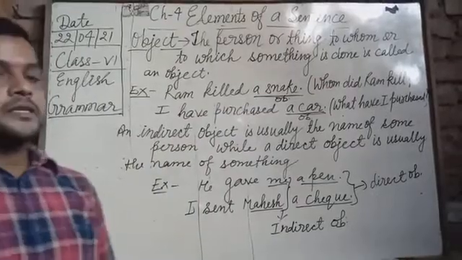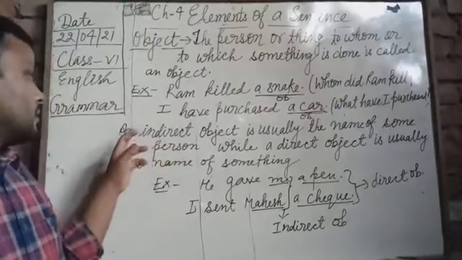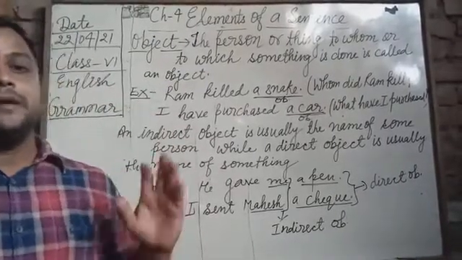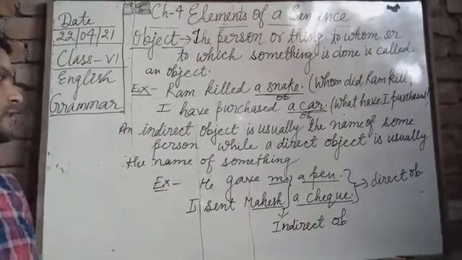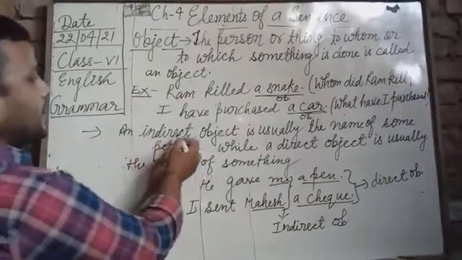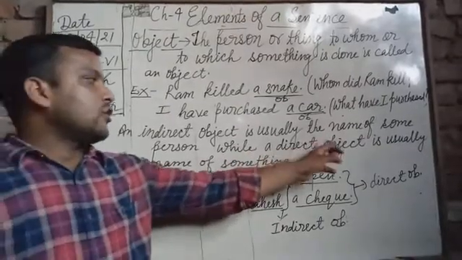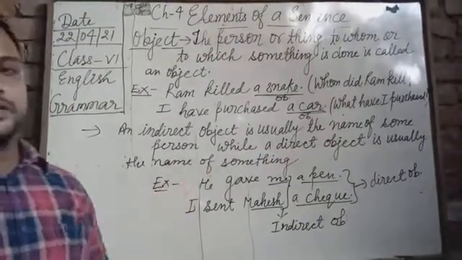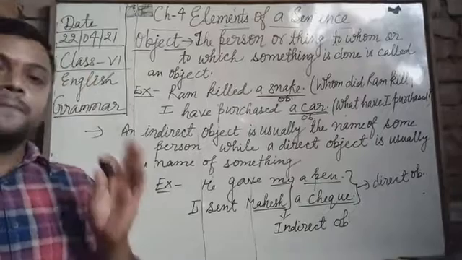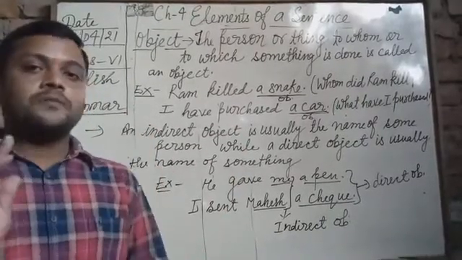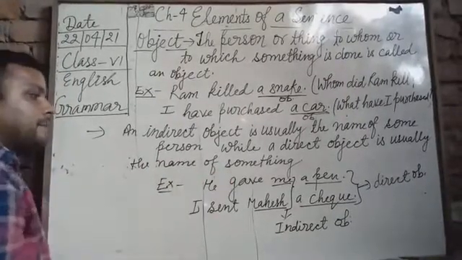Okay, whatever the answer will be, that will be the object. Students, objects are of two types: indirect object and direct object. So what is an indirect object and what is a direct object? Just see here. An indirect object is usually the name of some person, while a direct object is usually the name of something.